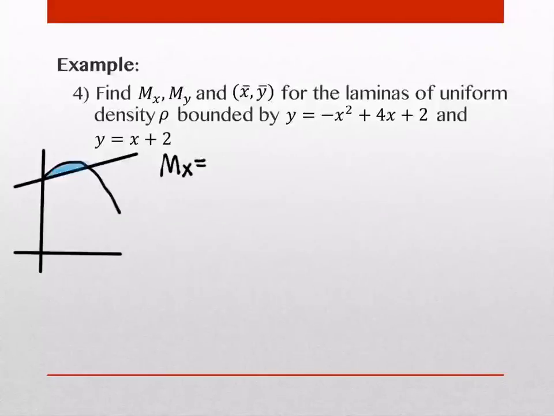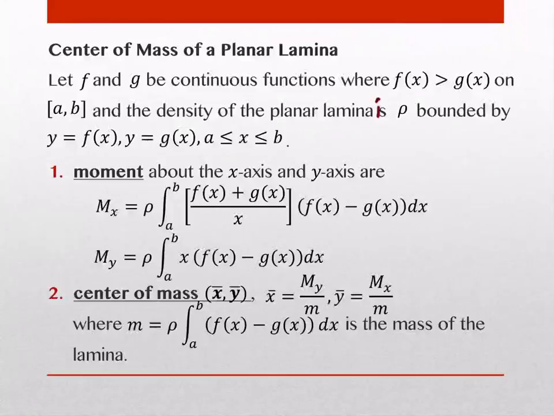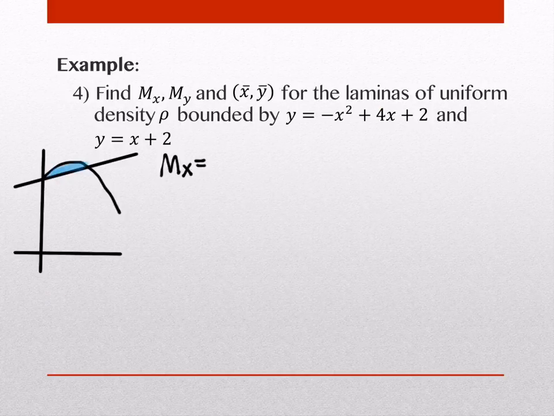So m sub x is supposed to take our formula over here, rho, which we don't know, times the integral from a to b. Well, what is our a and our b? 0 to 3. And how did you get 0 to 3? The x values where it intersects. So this is important information, those intersection spots. It's going from 0 to 3.